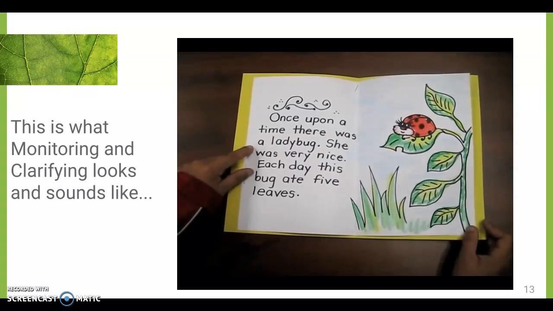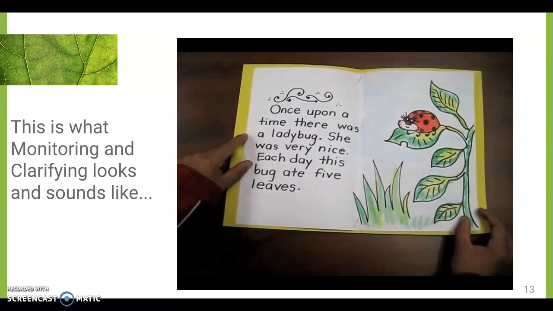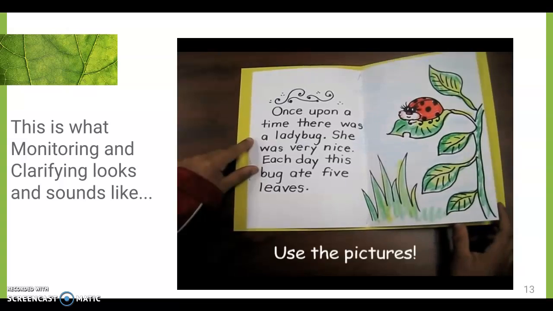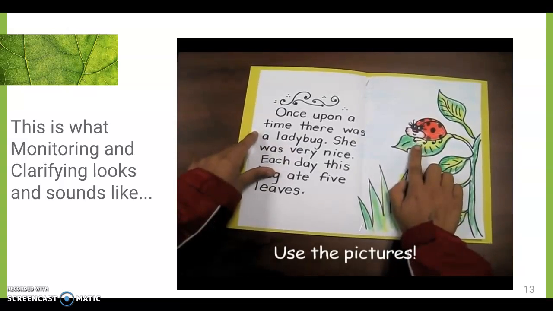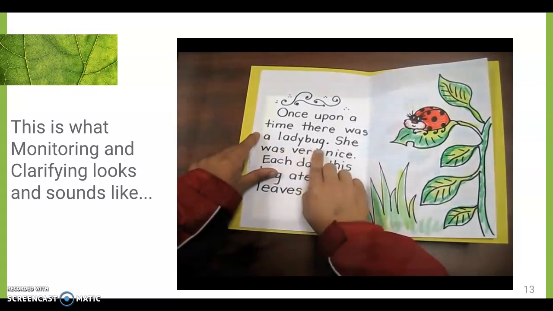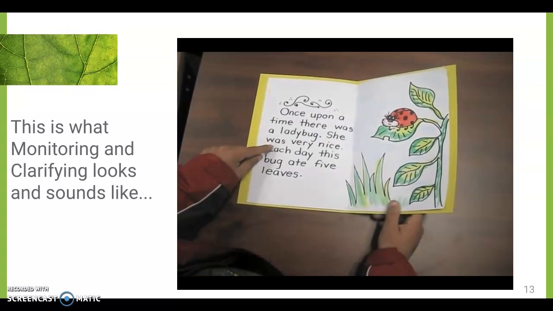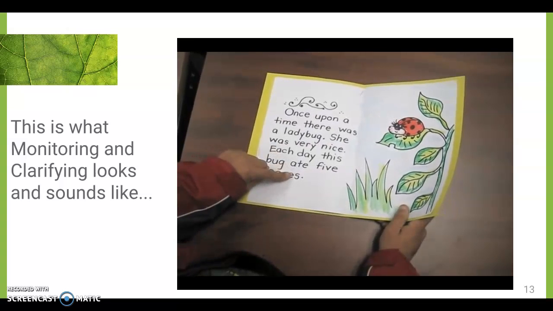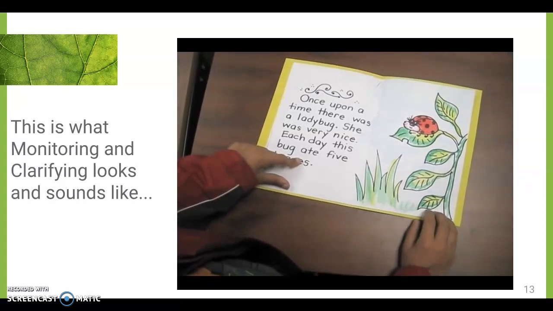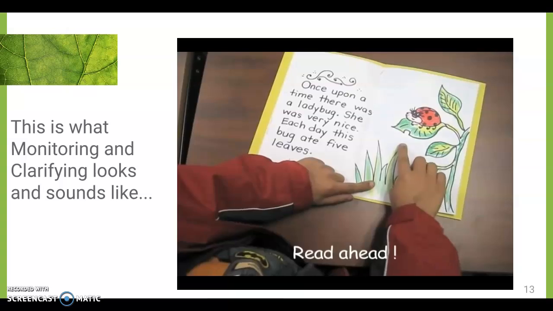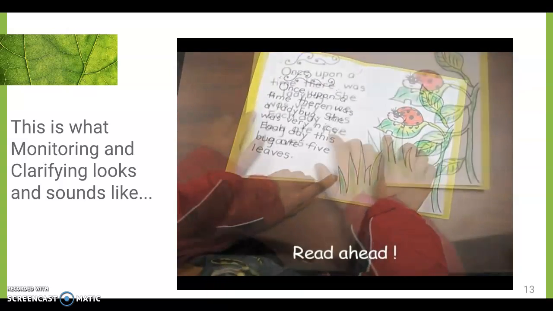Once upon a time, there was... I've been monitoring and clarifying, but I just don't understand the word. Oh, now I know. I see a picture of a ladybug. She was very nice. Each day, this bug... what does that even mean? That doesn't even sound like a word. Now let's see here. Ooh, I see some leaves there, and one has a biting mark. I'm gonna read ahead.